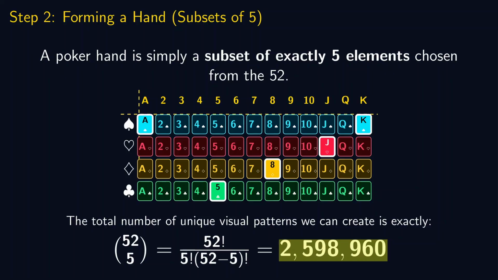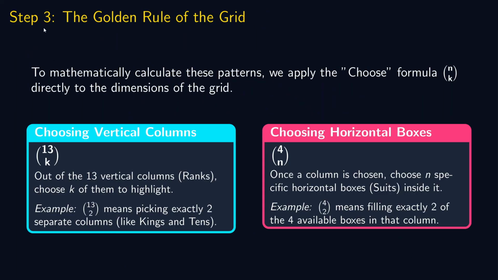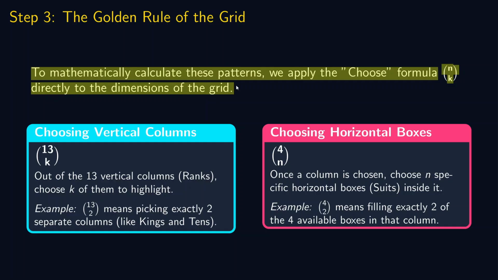So now we know how many hands there are. But how do we calculate the number of hands in each specific category? How do we figure out exactly how many full houses exist? Or how many flushes? Or how many one pairs? This is where the grid becomes an incredibly powerful calculating tool. The key idea is that we can apply the choose formula directly to the dimensions of the grid itself. Let me explain exactly what I mean.